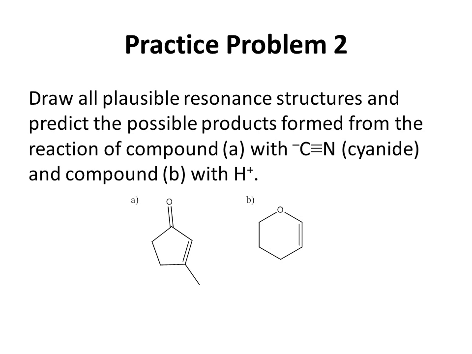Practice problem 2. Draw all plausible resonance structures and predict the possible products formed from the reaction of compound A with cyanide, CN-, and compound B with a proton, H+. Make sure that you use the chemically reactive or minor resonance structures to figure out the possible products of the reactions.